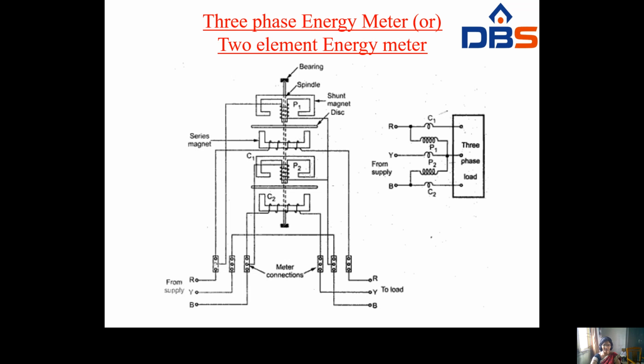This is the supply side and this is the load side. Whenever flux is produced in one element, it is linked with the other element, so finally the two discs rotate. The total resultant value is taken as the sum of the two values measured by the two elements. This is the general symbolic representation of the three phase energy meter with a three phase load: RYB three phase supply, first element pressure coil and current coil, second element pressure coil and current coil, connected in series.